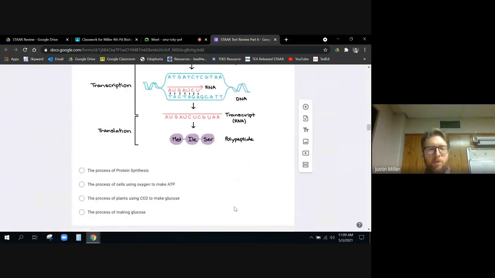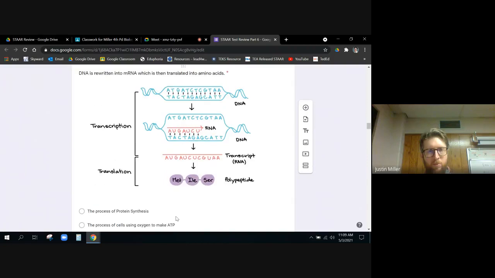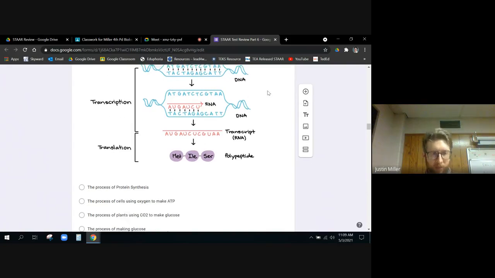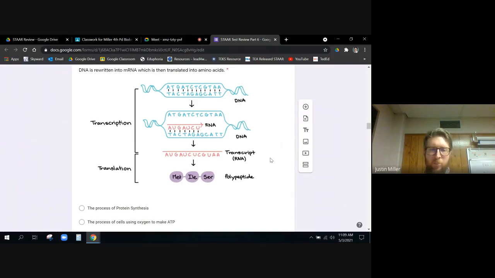So is that the process of protein synthesis? Is it cells using oxygen to make ATP? Plants using CO2 to make glucose? Or the process of making glucose? What are we describing here when we say DNA being rewritten into mRNA and then translated into amino acids? Yes. It is the process of protein synthesis. We're creating a protein, right? That's what it means to synthesize something, to create it. So we're creating a protein.